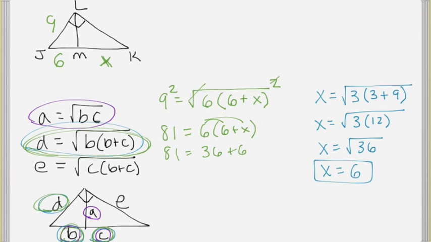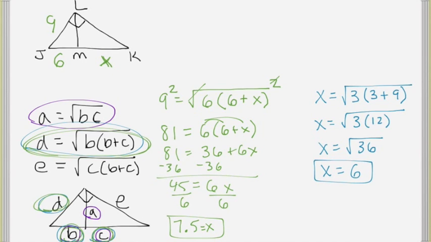So we get 36 plus 6x. Then what do I do? Subtract 36. 45 equals 6x. And divide by 6. And we get 7.5 equals x. Can we just leave it 45 over 6? You could reduce 45 over 6. They both reduce by 3. So I would say 15 over 2 would be okay, but not 45 over 6.